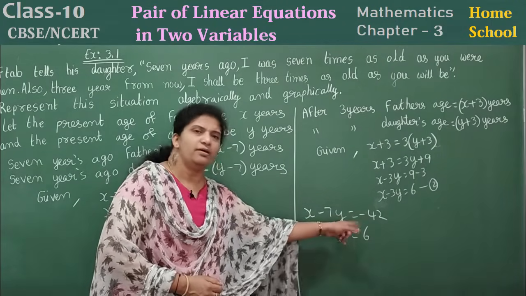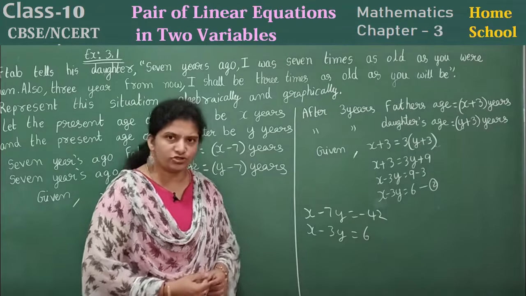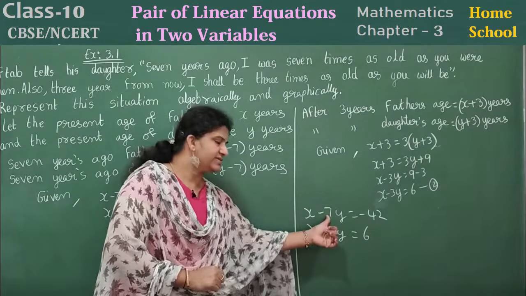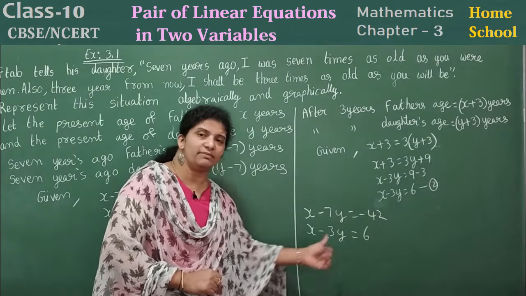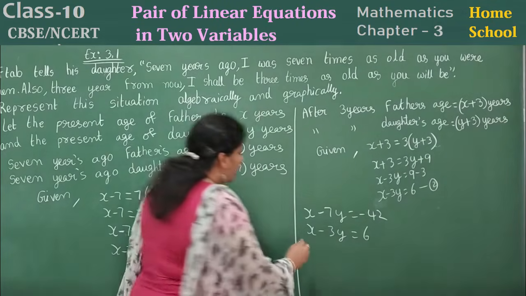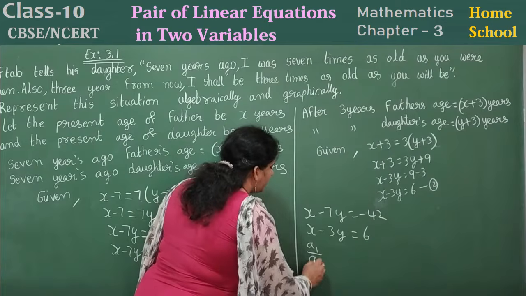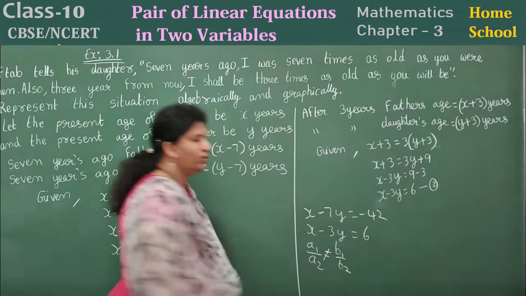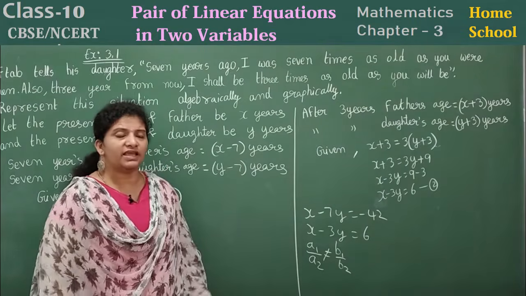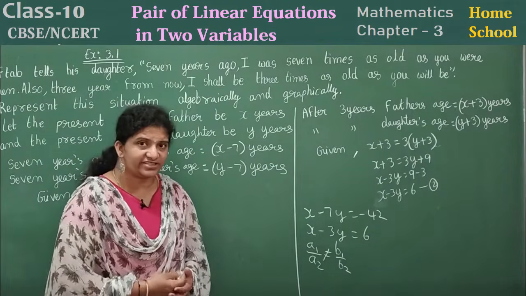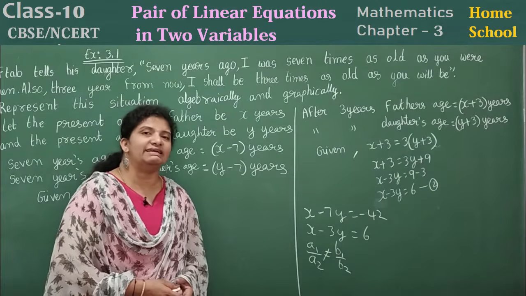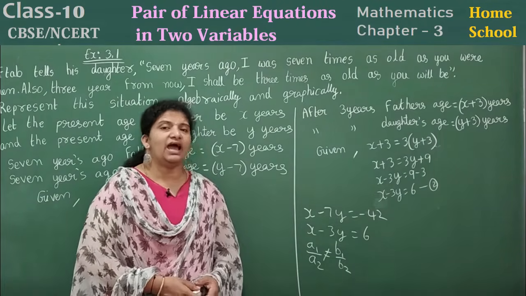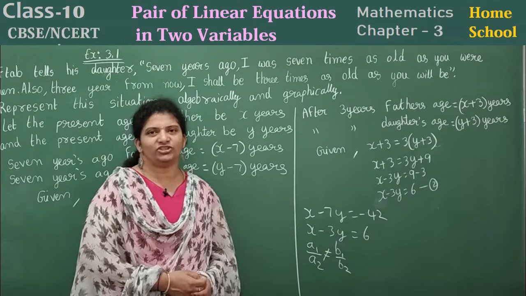Bring this side, plus 42 minus 6, you should understand. 1 by 1 is 1. Minus 7 by minus 3 will be 7 by 3. So what happened here? a1 by a2 is not equal to b1 by b2. Immediately what you can say, therefore the pair of linear equations are intersecting. These two lines are intersecting and have a unique solution.